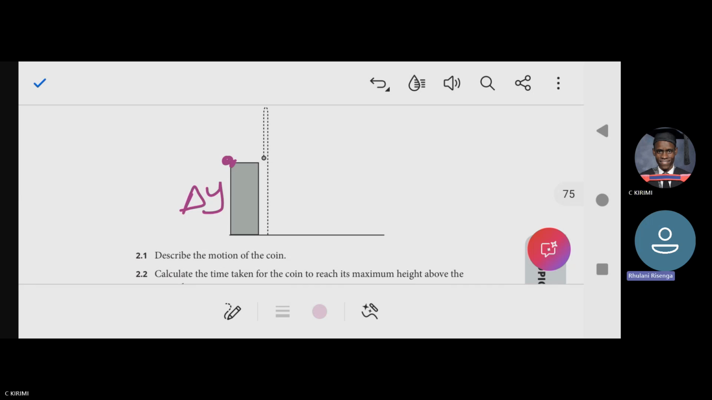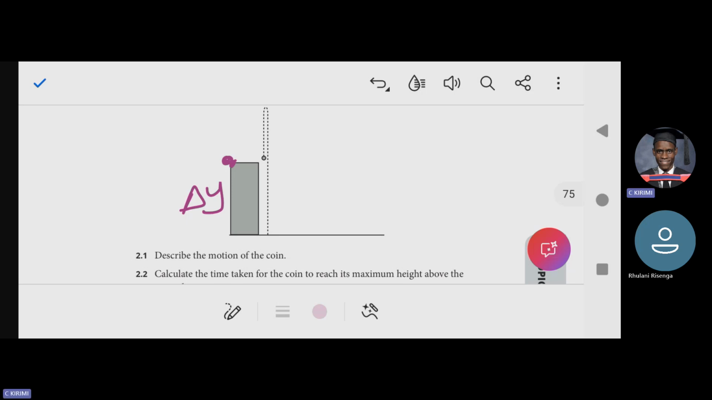So you say that the coin was projected vertically upwards at 15 meters per second and reached a maximum height above the building. And then it underwent a free fall from the maximum height to the ground, and it struck the ground at a velocity of 35 meters per second. At least, let's try it.